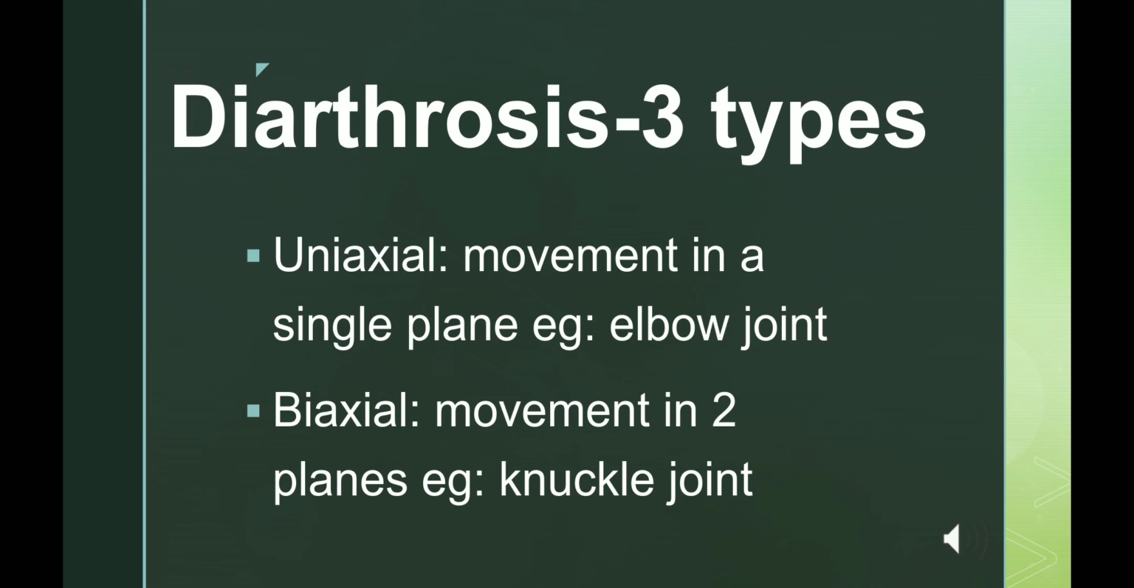And the second one is the biaxial joint. It helps in movement in two planes. An example for a biaxial joint is the metacarpophalangeal joint, also called the knuckle joint. The two movements are bending and straightening of the fingers, and spreading of the fingers away and bringing them together.